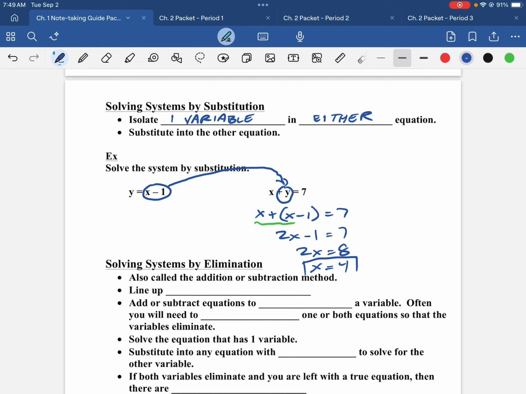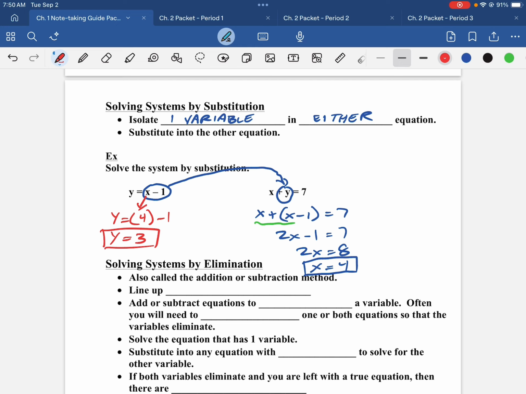Now it's tempting to just feel like we're finished there because we got x, but we're looking for an xy pair, right? We'd be looking for where these two lines intersect if we graph them. So once you get one of the variables, you go back to one of the original equations. It doesn't matter which one. I'm going to use this first equation, and I'm going to substitute 4 in for x. And now I can solve for y. So y is 3. So the intersection of those two lines would be the point 4, 3.